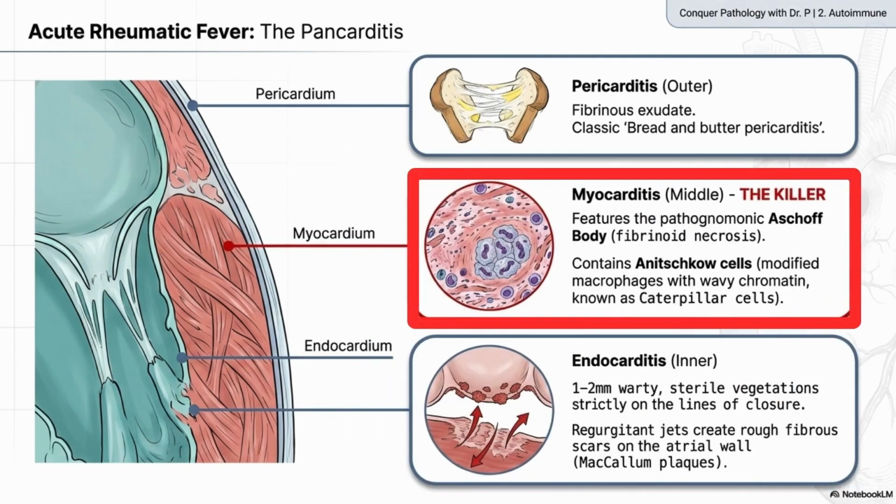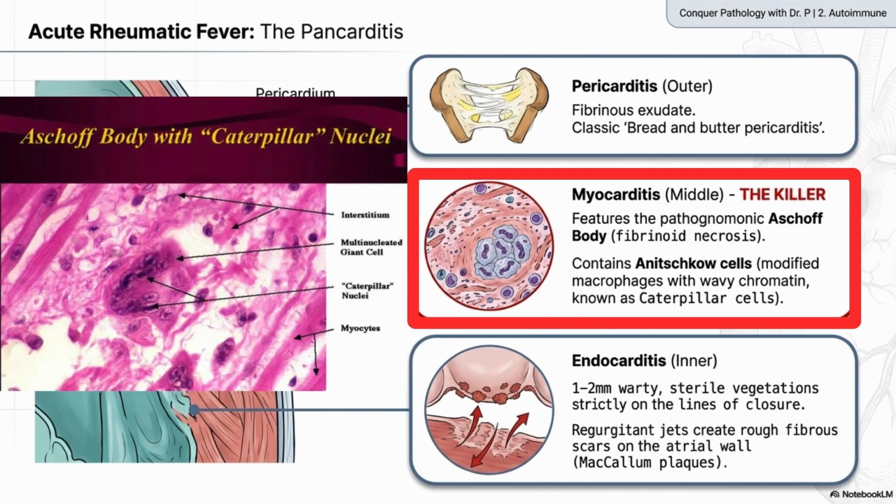In the myocardium, the middle layer, we see myocarditis. This is the killer in the acute phase. It features the pathognomonic Aschoff body, which is an area of fibrinoid necrosis. Inside, you will find Anitschkow cells, which are modified macrophages with wavy chromatin, affectionately known as caterpillar cells.